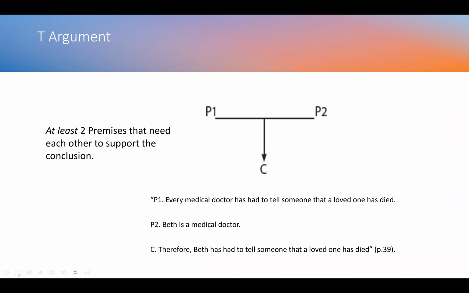Here's an example. P1, every medical doctor has had to tell someone that a loved one has died. P2, Beth is a medical doctor. Conclusion, therefore, Beth has had to tell someone that a loved one died. We must know that Beth is a medical doctor and that medical doctors have had to tell people about a loved one passing to make the conclusion have support.